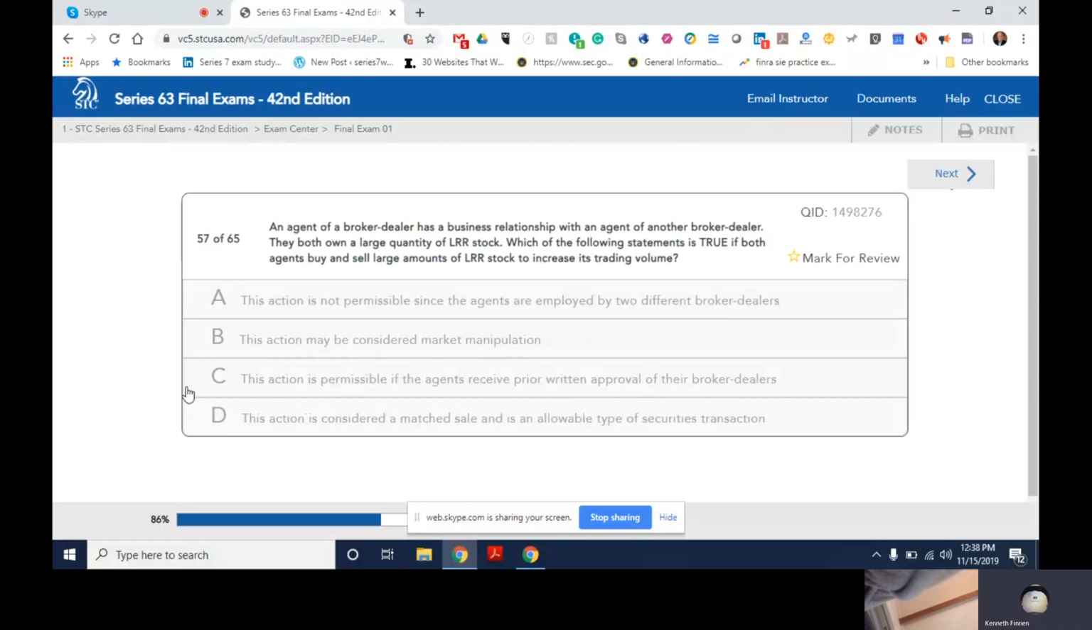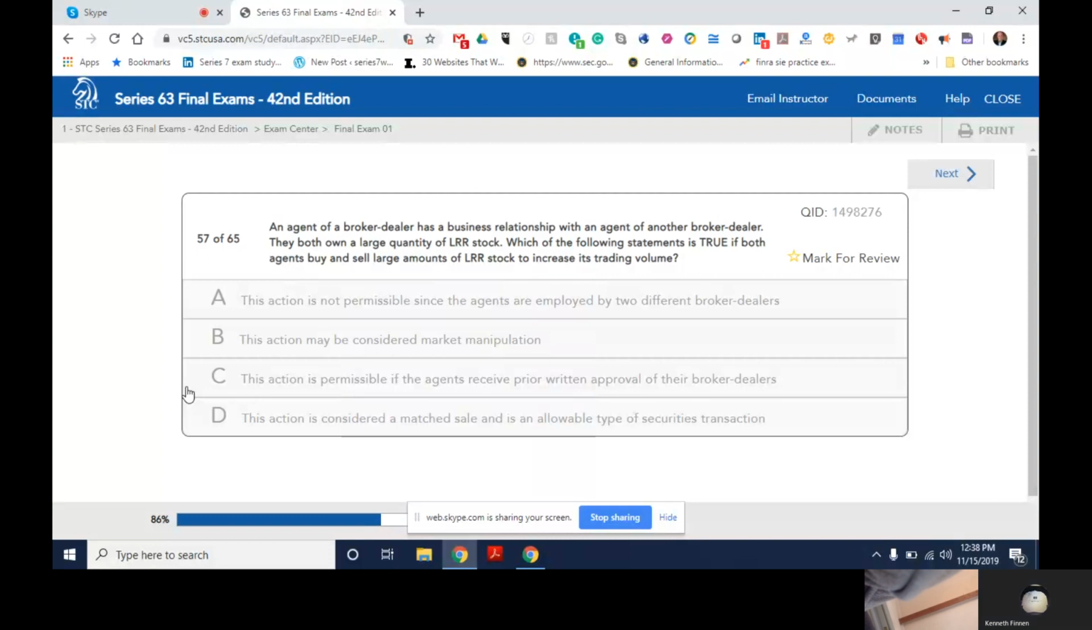Okay. An agent of a BD has a business relationship with an agent of another BD. They both own a large quantity of LRR stock. Which of the following statements is true? If both agents buy and sell large amounts of LRR to increase trading volume. Okay, we know that's wrong. This action is not permissible since the agents are employed by 2 different broker-dealers. It's not permissible, that's not the reason. It may be market manipulation. It probably is. This action is permissible. No, because they're doing it to increase the trading volume. Out. It's a match sale and allowable type of securities transaction.